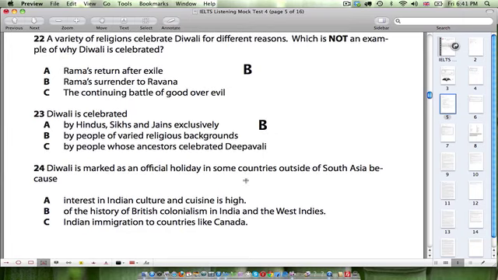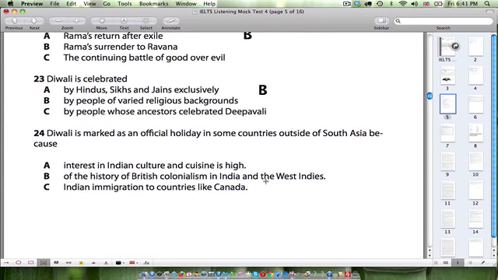Diwali is marked as an official holiday in some countries outside of South Asia because interest in Indian culture and cuisine is high. Could be, but there's no mention of the history of British colonialism in India and the West Indies. Yes, likely, because they mention that this brought with it certain cultures, certain cultural practices and religious practices. So likely number B, Indian immigration to countries like Canada. No real clear mention of that. The answer here is B.